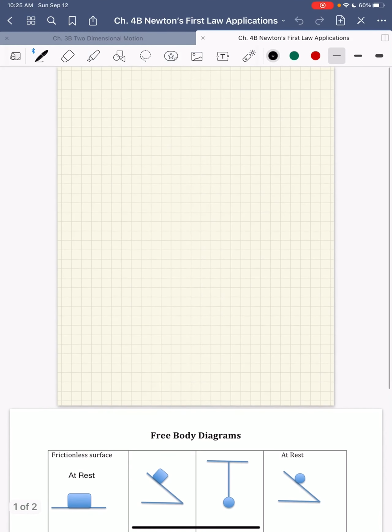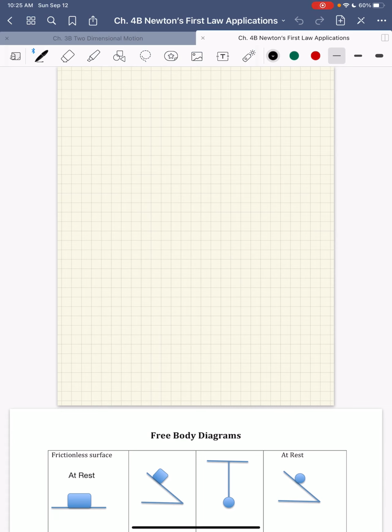Good morning again, and for this recording I will go mainly over how to draw free body diagrams and how to solve Newton's first law. Okay, then this is the first thing that I will do.